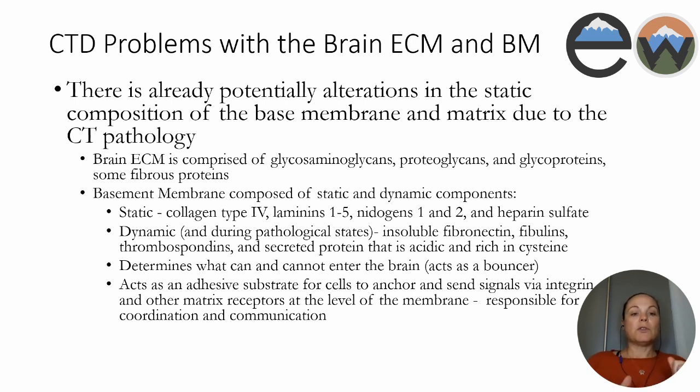Okay, so the extracellular matrix and the basement membrane in those with connective tissue pathologies might already have an increased risk of inefficiency, having difficulty dealing with threats, injuries, inflammation, things like that that are trying to get through the barrier. If you have a genetic predisposition to a weaker barrier, you might have more issues with things getting through the matrix and membrane.